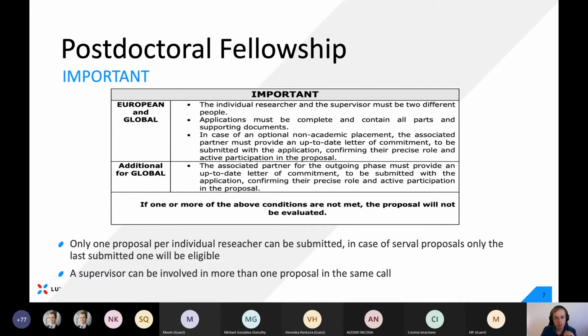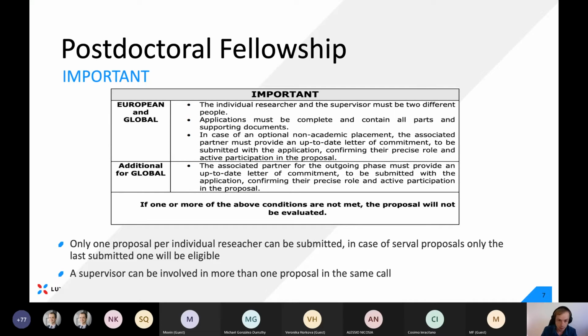So some just legal rules, you will find all of this in the guide for applicants. I posted the link in the chat room. The individual researcher, you and your supervisor must be 2 different people. The applications must be complete, of course. If you do this non-academic placement that I just mentioned before, you need a letter of commitment. But for the secondments, the exchanges throughout the course of your fellowship with either academia or non-academia, you don't need these letters of commitment.